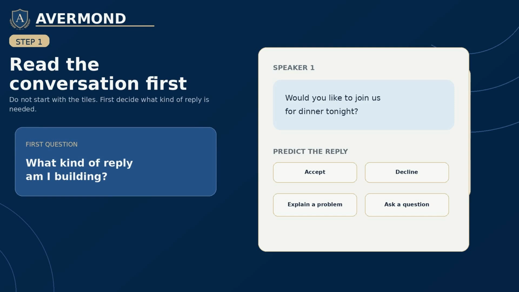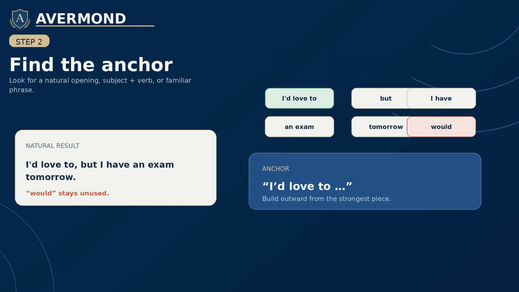The first mistake is immediately looking at the word tiles. Don't. Read what the first speaker says before touching anything. For example, would you like to join us for dinner tonight? Before looking at the tiles, you already know what kind of sentence should follow. The second speaker will probably accept, decline, explain a problem, or ask a question. That context immediately eliminates combinations that might be grammatical but make no sense. So your first question should always be, what kind of reply am I building?